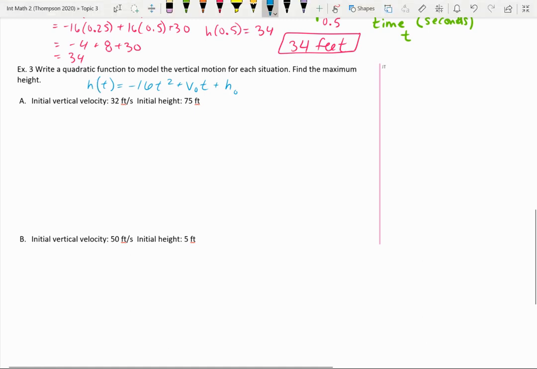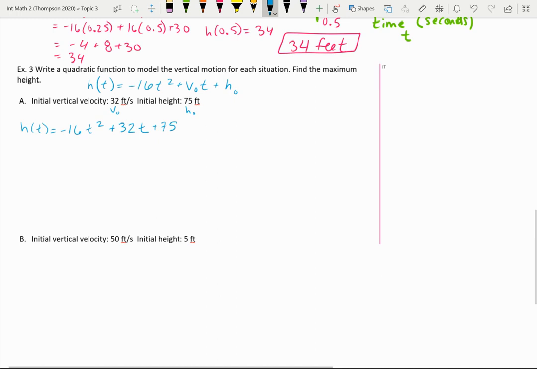Part 2, find the maximum height. So for A, I have an initial vertical velocity of 32 feet per second. I have an initial height of 75 feet. So I'm going to go ahead and plug those in. H of t equals negative 16 times t squared plus V initial is 32. H initial is 75.